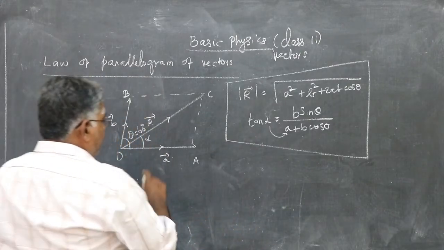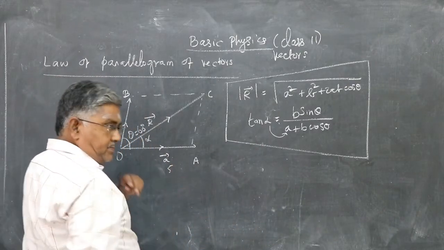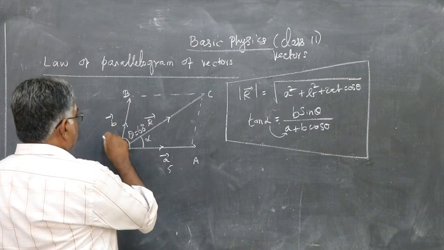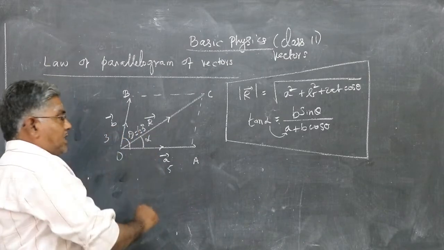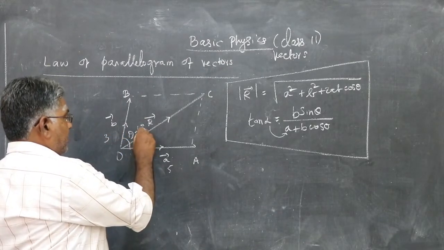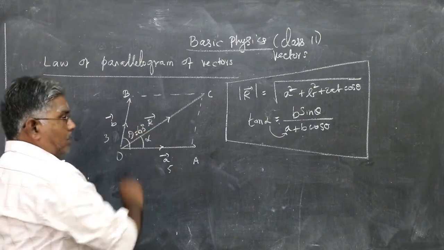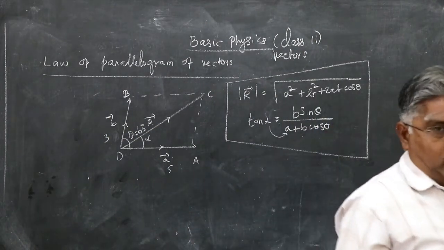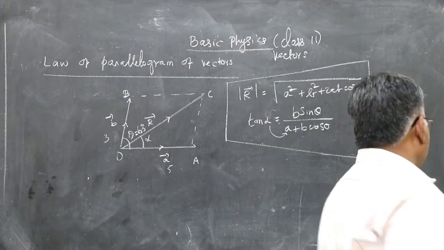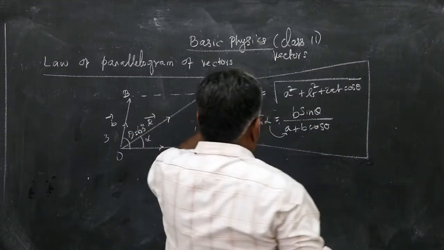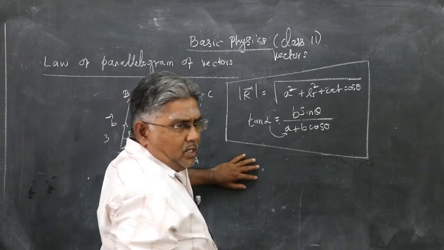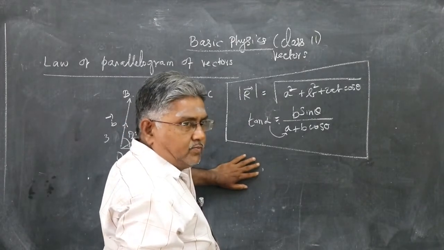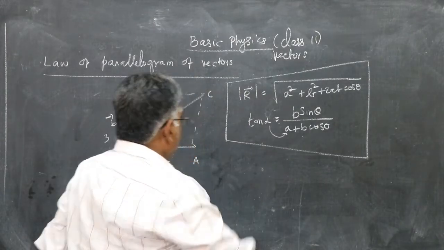Let's say the vector A has a magnitude of 5 units and B has a magnitude of 3 units, and say the angle is 60 degrees. What is the magnitude of the resultant and what angle does it make with one of the vectors, say A? I just chose this example so that you will know how to apply this in a direct way.